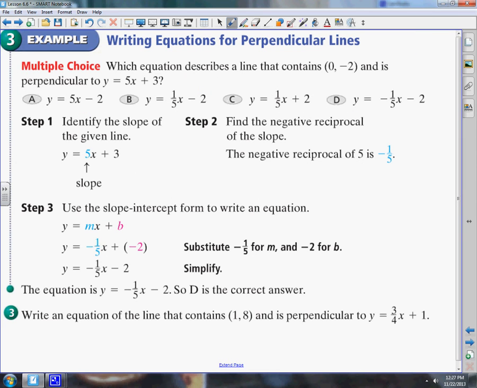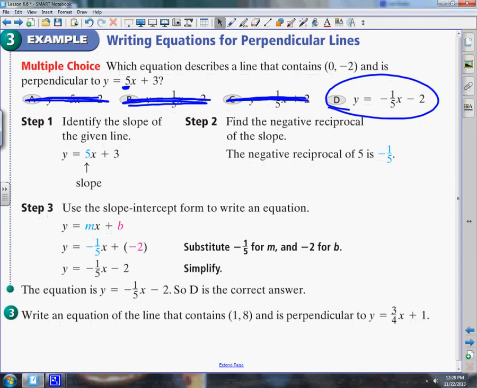Okay, so which equation describes a line that contains (0, negative 2) and is perpendicular to y equals 5x plus 3? If my line has to be perpendicular, then I know this equation is off because that's parallel, 5 and 5. If I'm just looking at the slopes, just look at the number in front of the x, which is 5. Well, I know 1/5 also doesn't work. So by process of elimination, I just found my right answer because it has to be a negative reciprocal to be perpendicular.